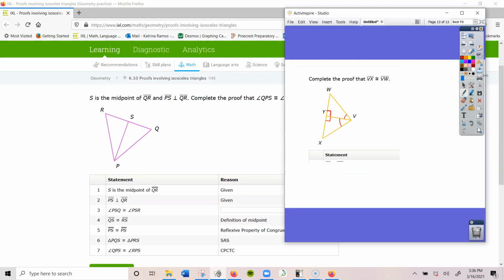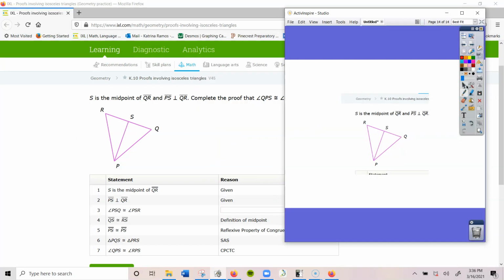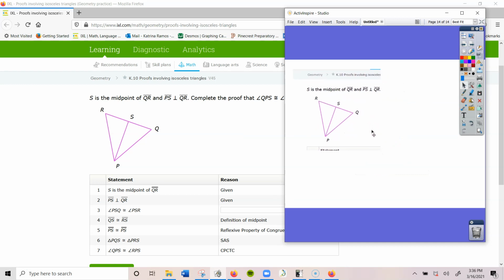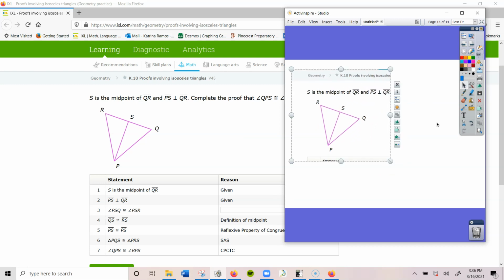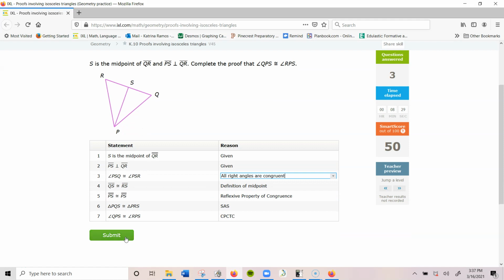Okay, let's get this next diagram here. All right. We have that S is the midpoint of QR. So because that's the midpoint, that means that this side is congruent to this side. And that PS is perpendicular to QR. So that means that this is 90 degrees and that is 90 degrees. Angle PSQ and angle PSR are congruent, and that's because they're both 90 degrees. So that is all right angles are congruent.